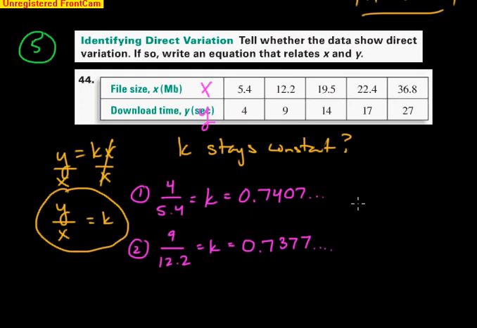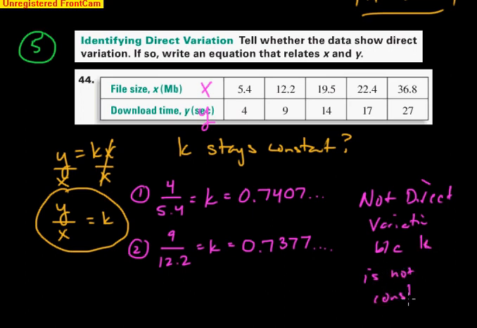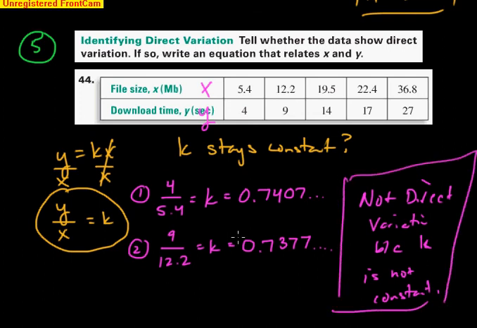So what are we going to say? We're going to say this does not show direct variation. Not direct variation because k is not constant. Or k changes. Okay? Even if it's by this little bit, we are going to say that this is not direct variation. Alright, very good.